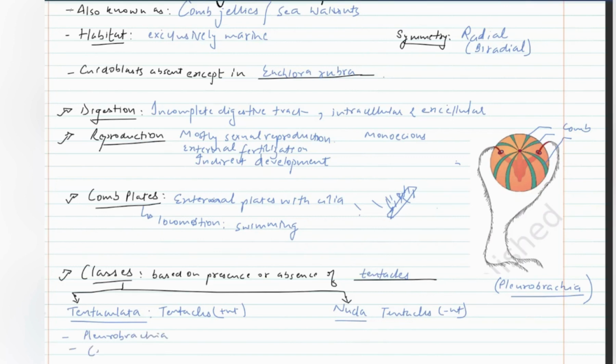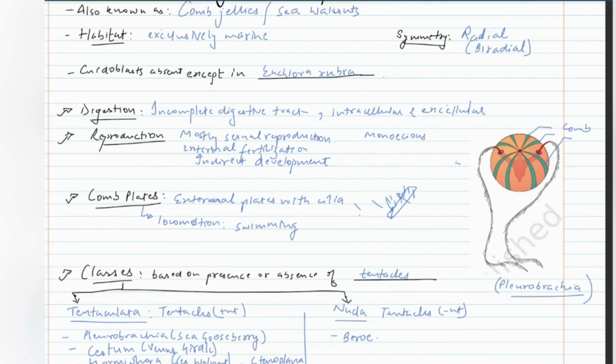Cestum, which is also known as Venus girdle, Hormiphora, which is also known as sea walnut, and Ctenoplana. In class Nuda, where tentacles are absent, we have Beroe. Pleurobrachia is also known as sea gooseberry.